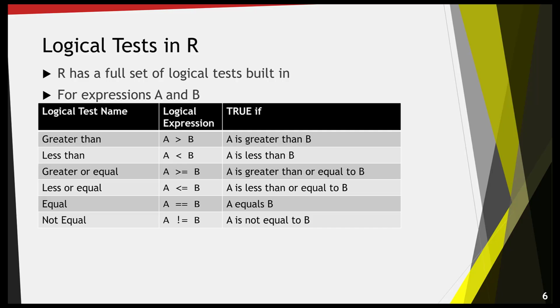There's also the equality test. This is denoted by two equal signs next to each other. That keeps it distinct from the assignment operator, which remember can be just one equal sign. The equal logical test returns TRUE only if A and B are exactly equal to each other. There's also the not equal test, which is an exclamation point followed by an equal sign. This returns TRUE if A is in any way not equal to B.